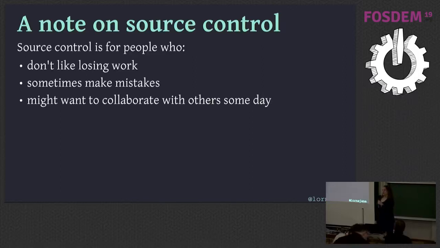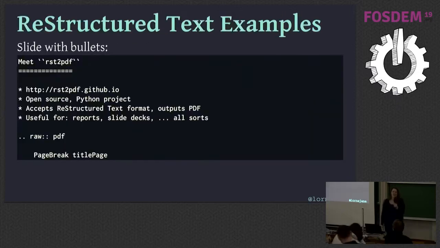Pro tip: if you've slept since you did the other half of this project, you are the other people. I would strongly recommend source control as a good way of giving yourself a checkpoint to go back to. You don't have to push your code to GitHub, just initialize Git locally and keep on committing to it. It is good practice and it will save you someday. You're welcome. Let's look at some restructured text examples.